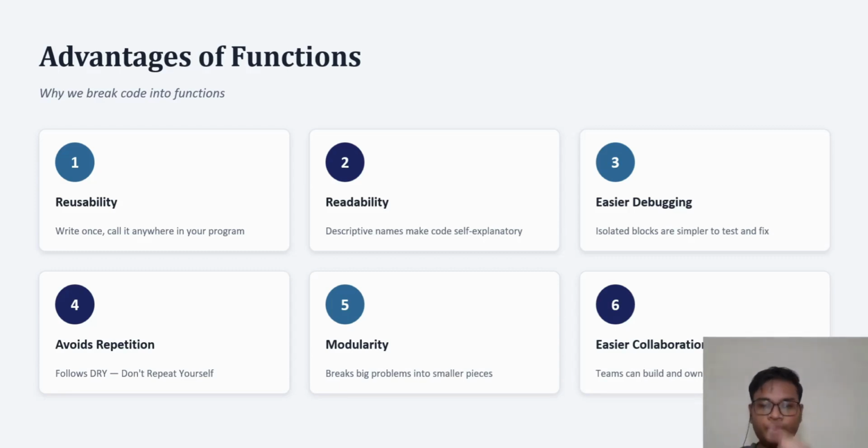Okay. Fifth one is modularity. That means it breaks a big problem into smaller pieces. And the sixth one is easier collaboration. That means teams can build and own separate functions. So these are all the advantages of functions. Why do we need functions? Why do we create functions? So reusability, readability, easier debugging, avoiding repetition, modularity, and easier collaboration. I hope you clearly understand all these topics.